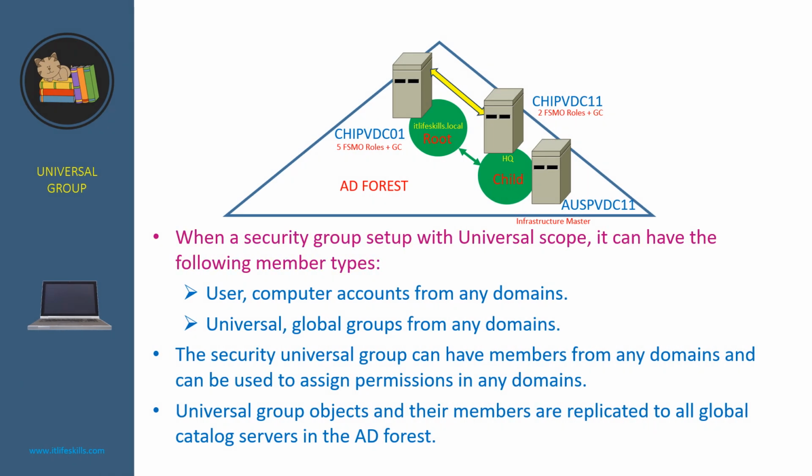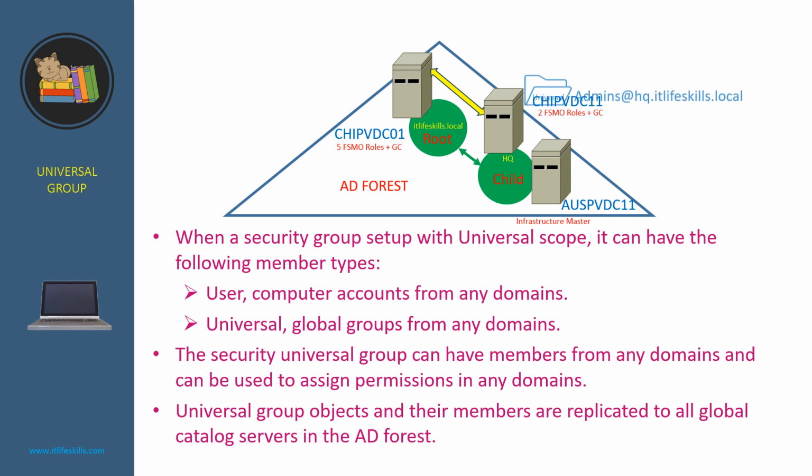When a security group is set up with universal scope, it can have the following member types: user and computer accounts from any domains, and universal and global groups from any domains. The security universal group can have members from any domains and can be used to assign permissions in any domains. Universal group objects and their members are replicated to all global catalog servers in the AD forest.